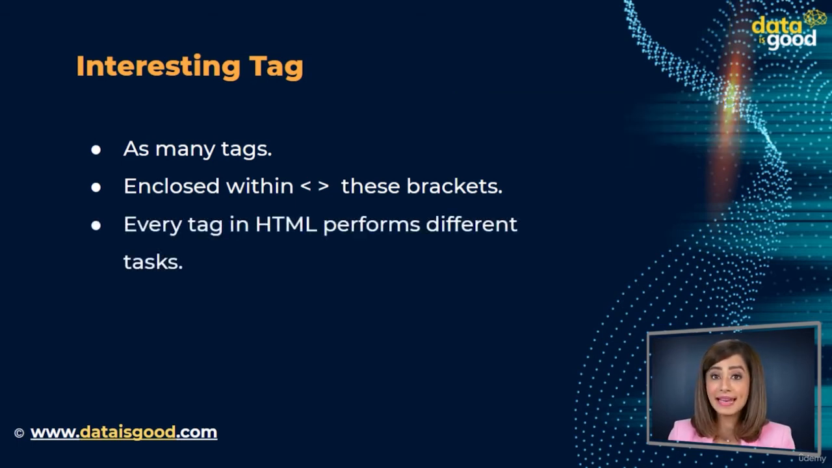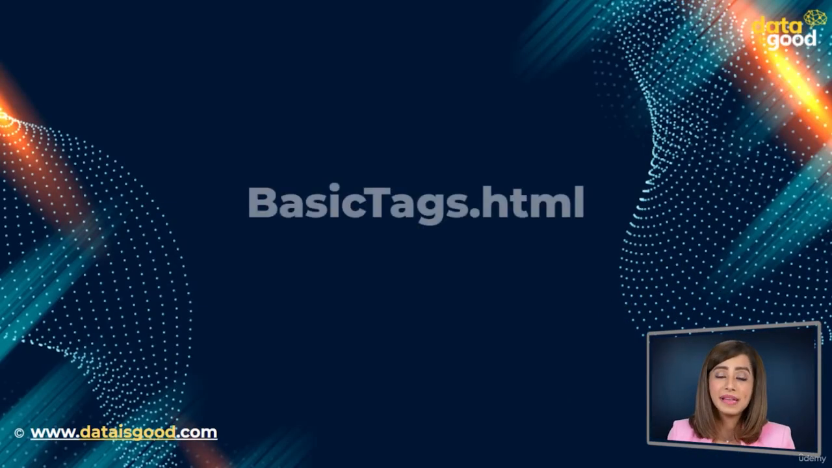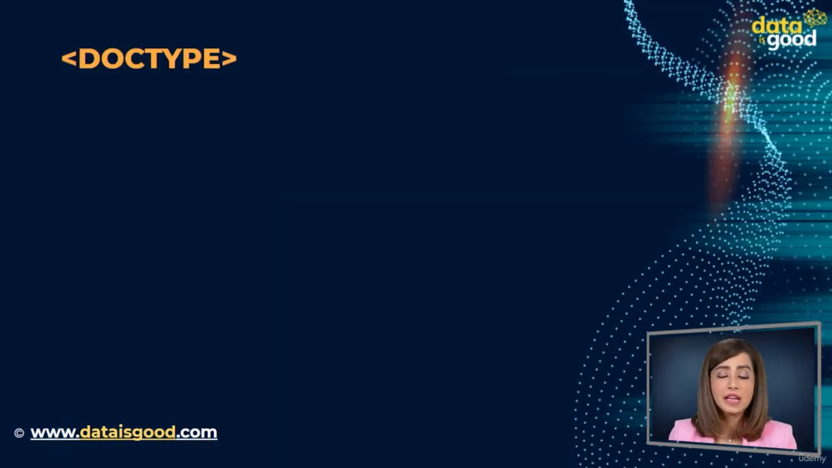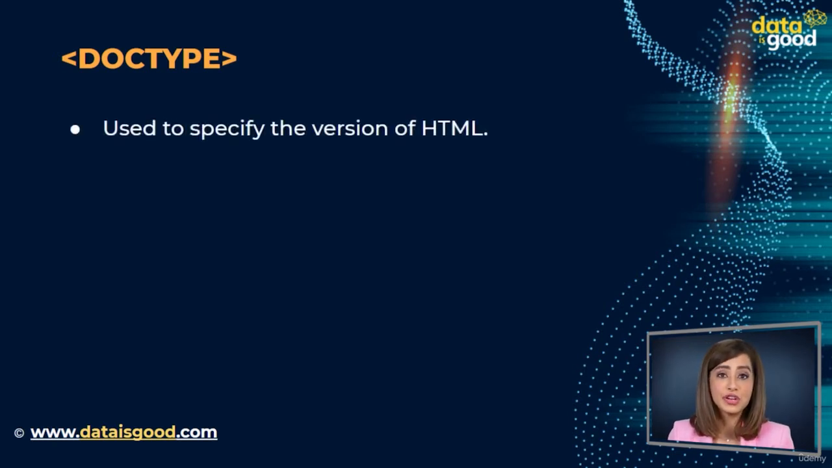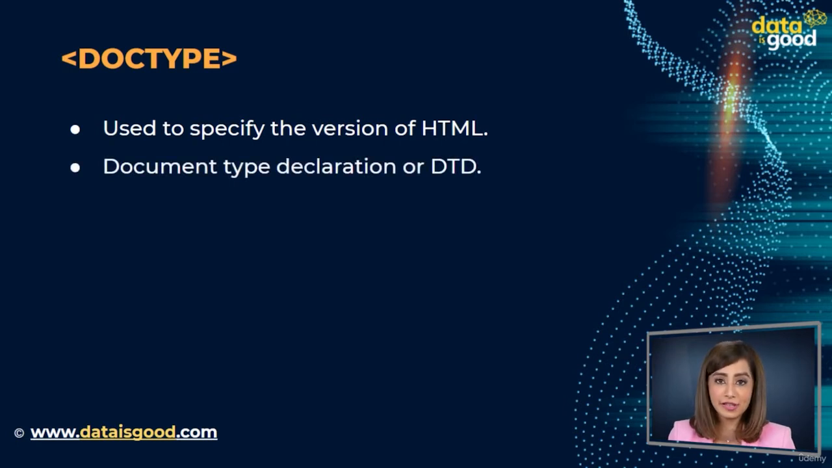Now, every tag in HTML performs different tasks. Look at the various basic tags. But before that, we'll create a file in VS Code and name it basictags.html. The first tag is the doctype tag. The doctype tag is used to specify the version of HTML used in the document. This is referred to as the document type declaration or DTD.